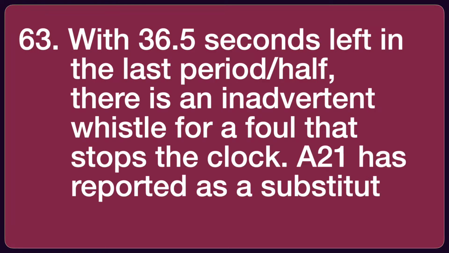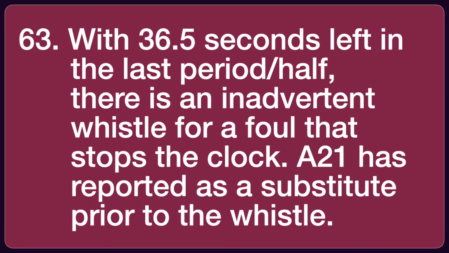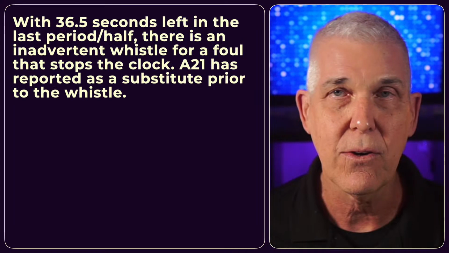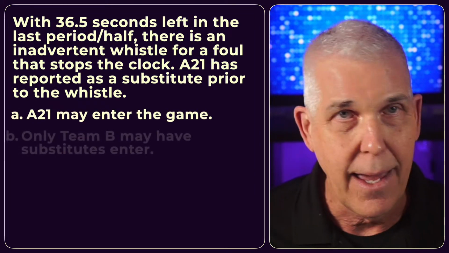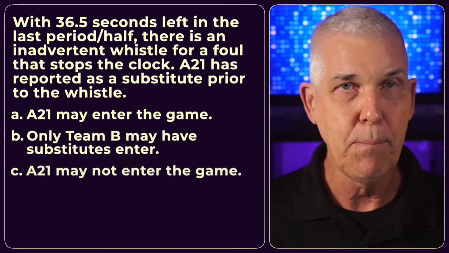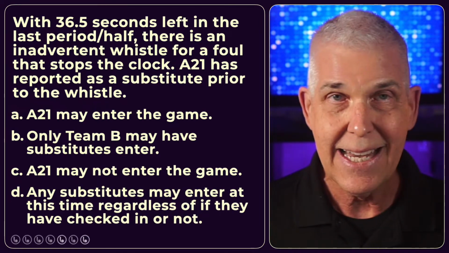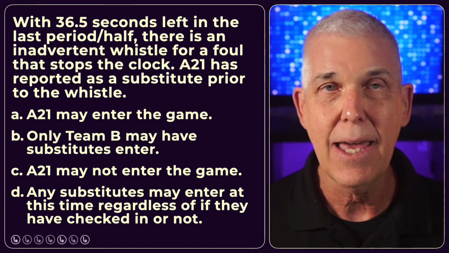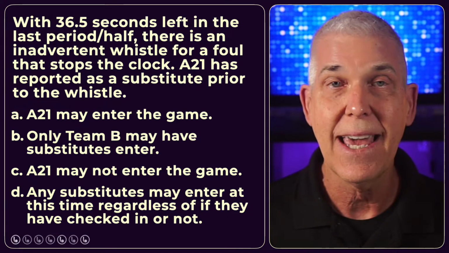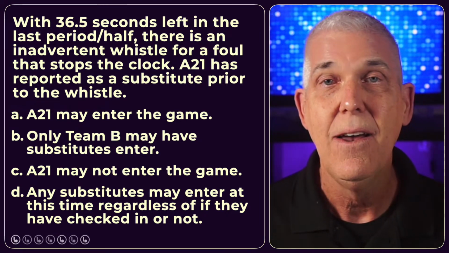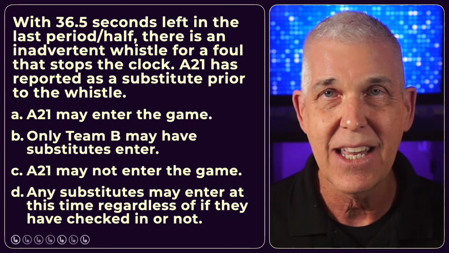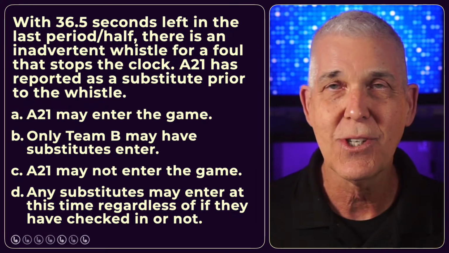With 36.5 seconds left in the last period half, there is an inadvertent whistle for a foul that stops the clock. A21 has reported as a substitute prior to the whistle. A. A21 may enter the game. B. Only Team B may have substitutes enter. C. A21 may not enter the game. Or D. Any substitutes may enter at this time, regardless of if they checked in or not. This is a dead ball situation.